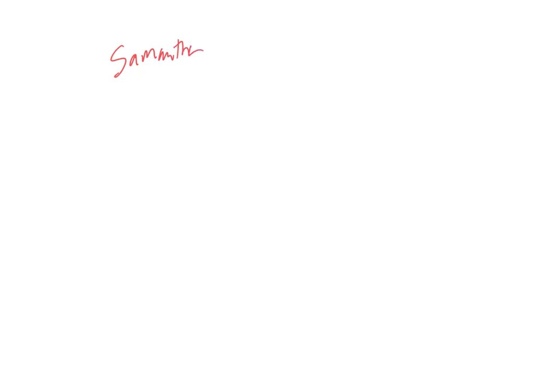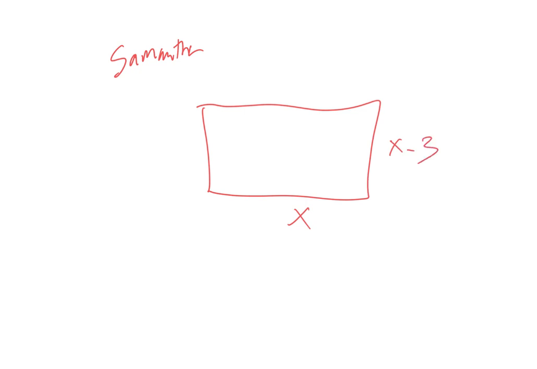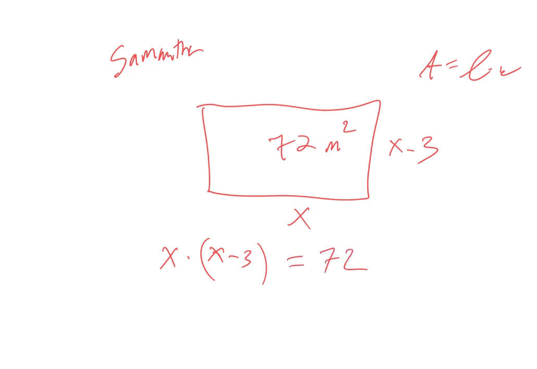And Samantha has a rectangular garden, so it's similar to this idea, where it says the length is x and the width is x minus 3, and she has a total area of 72 square meters. All right, so how do we find, again, area of a rectangle, length times width, so it'll be x times x minus 3. And remember that x minus 3 is the whole thing, so throwing that in parentheses. So the length times the width will equal 72.